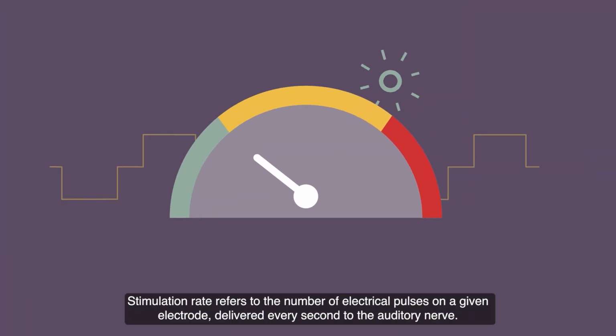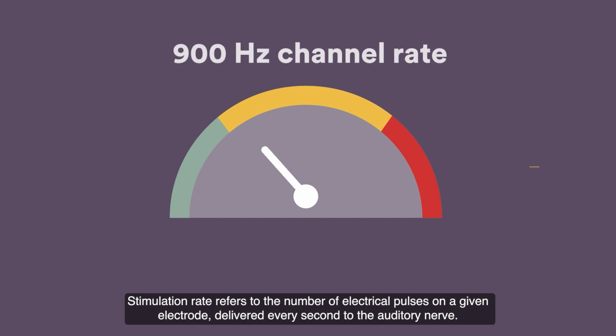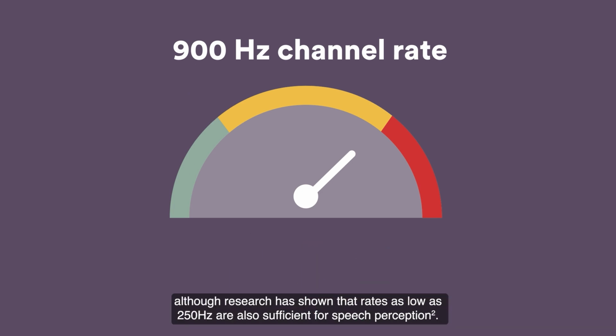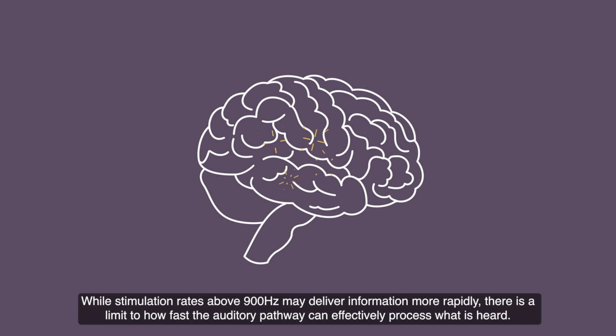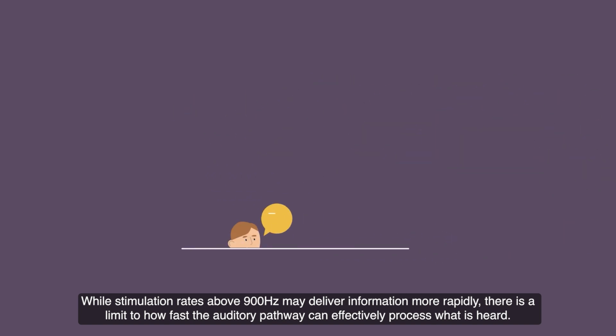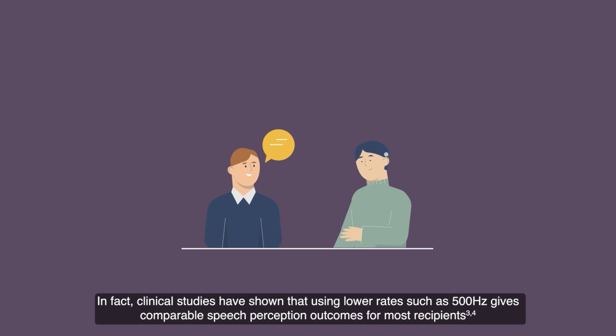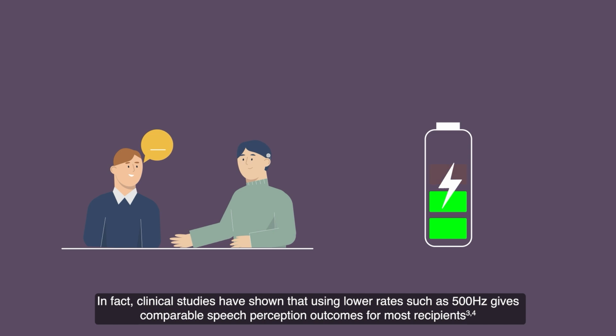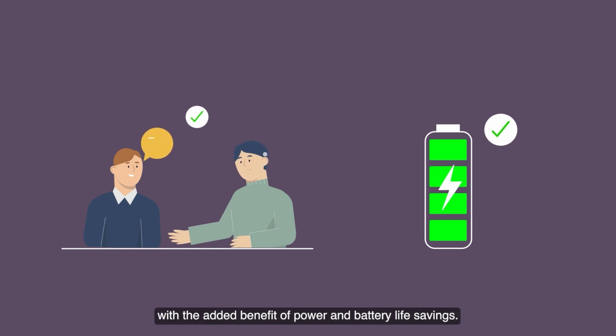Stimulation rate refers to the number of electrical pulses on a given electrode, delivered every second to the auditory nerve. A 900 Hz rate is a commonly used stimulation rate across many implant types, although research has shown that rates as low as 250 Hz are also sufficient for speech perception. While stimulation rates above 900 Hz may deliver information more rapidly, there is a limit to how fast the auditory pathway can effectively process what is heard. In fact, clinical studies have shown that using lower rates, such as 500 Hz, gives comparable speech perception outcomes for most recipients, with the added benefit of power and battery life savings.